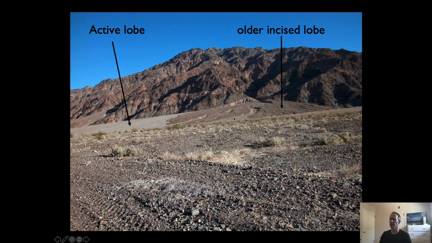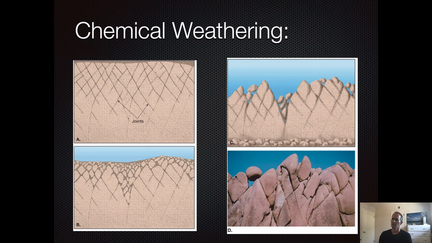The next picture, we're looking at an alluvial fan, and this is really obvious to see. The older fan has this darker color to it because it's been exposed for a longer period of time and weathering, whereas the active lobe is lighter, fresher rock that has not undergone as much weathering. Okay. So chemical weathering can occur at the surface.